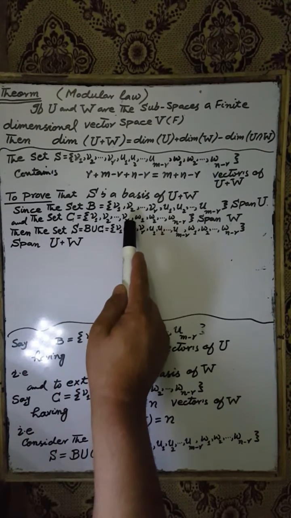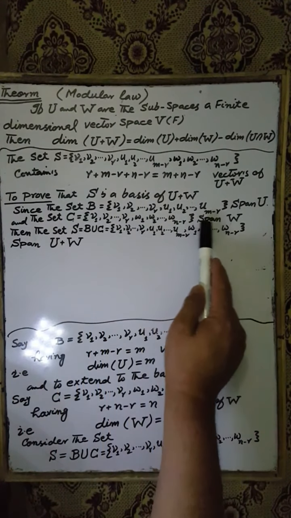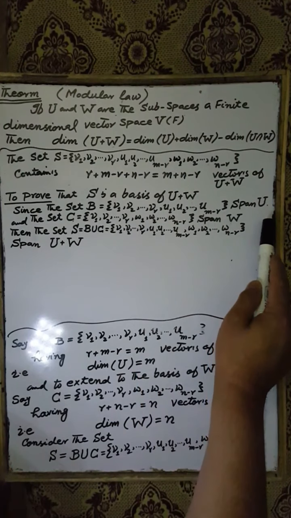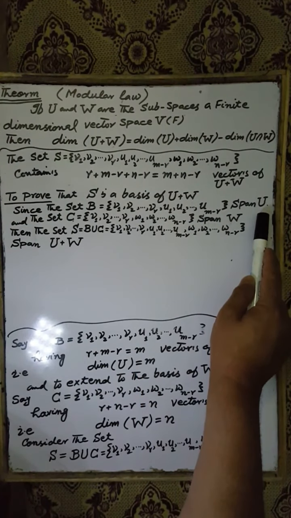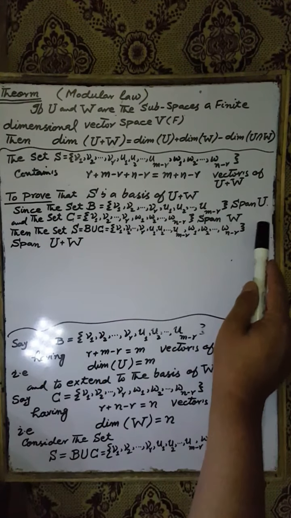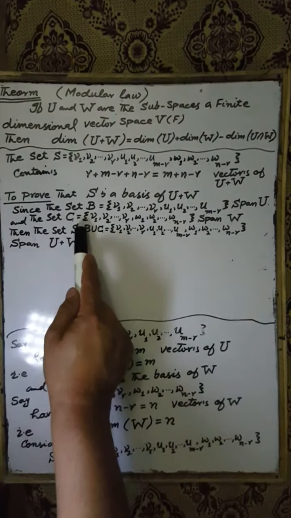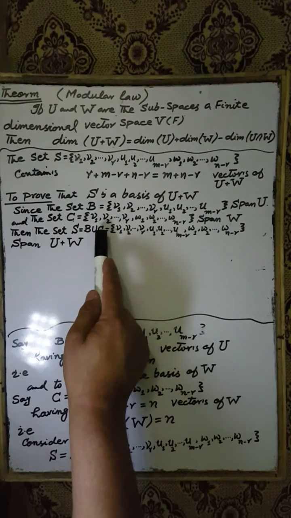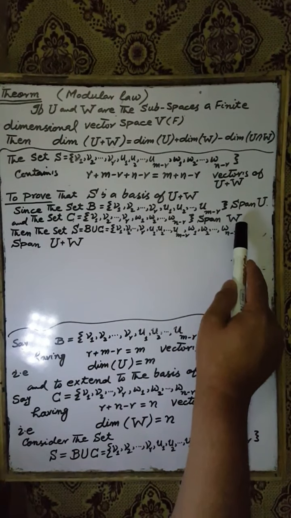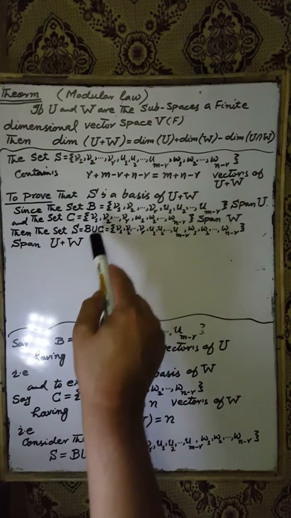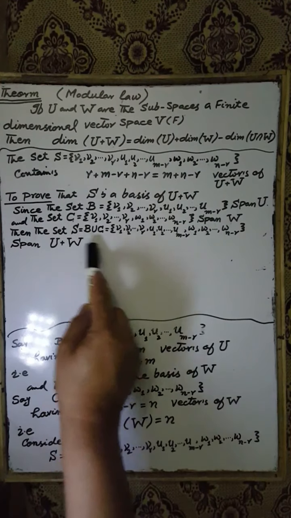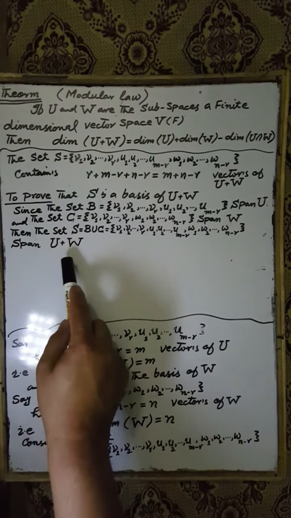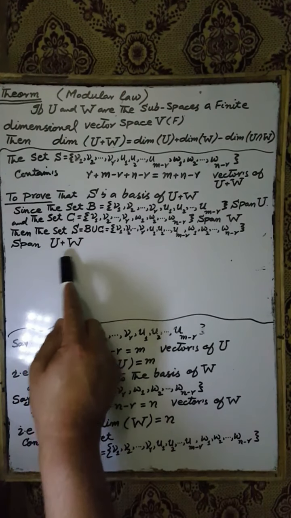To prove that S is a basis of the subspace U plus W: since the set B, containing the elements v1, v2 up to vr, u1, u2 up to u(m minus r), spans the vector space U, that is, the set B is a basis for the subspace U of the vector space V over the field F. Therefore, this set B spans the subspace U, and the set C, which is a basis of the subspace W of the vector space V over the field F, spans the subspace W. The union of the sets B and C, denoted by S, contains all the elements of the set B as well as all the elements of the set C, and spans the sum of the subspaces U and W.